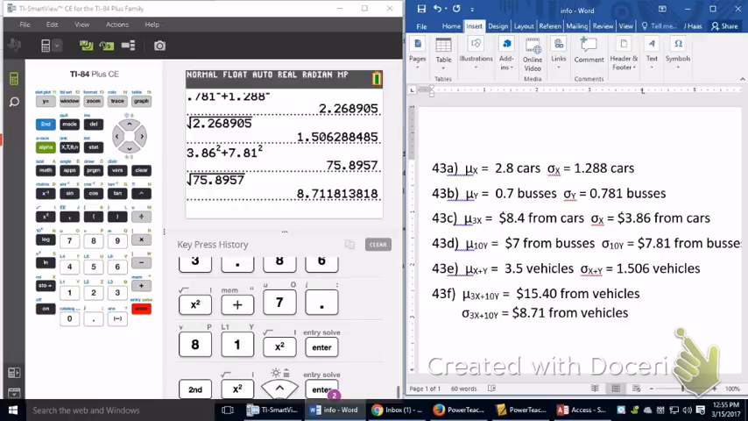So I would expect to make about $15.40 on average in the long run. That's your long run expected average, but it would be very typical to vary from that amount by about $8.71. So on a typical day, it would be very usual to have anywhere from about just over $6 to just short of $24 in tolls.